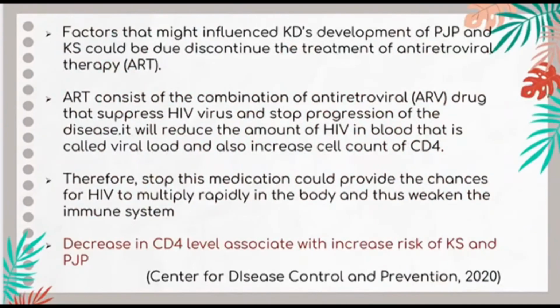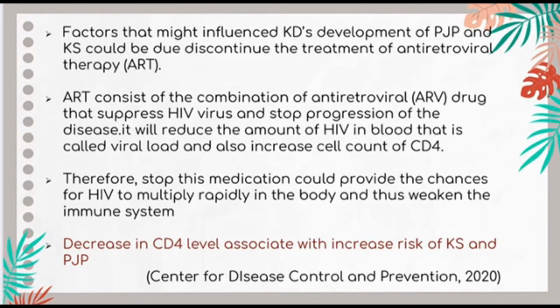Number 5. Factors that might have influenced KD's development of PJP and KS could be the discontinuation of the treatment of antiretroviral therapy, known as ART. ART does not effectively cure the disease, but can control it. This is because it consists of a combination of antiretroviral ARV drugs that suppress the HIV virus and stop progression of the disease.